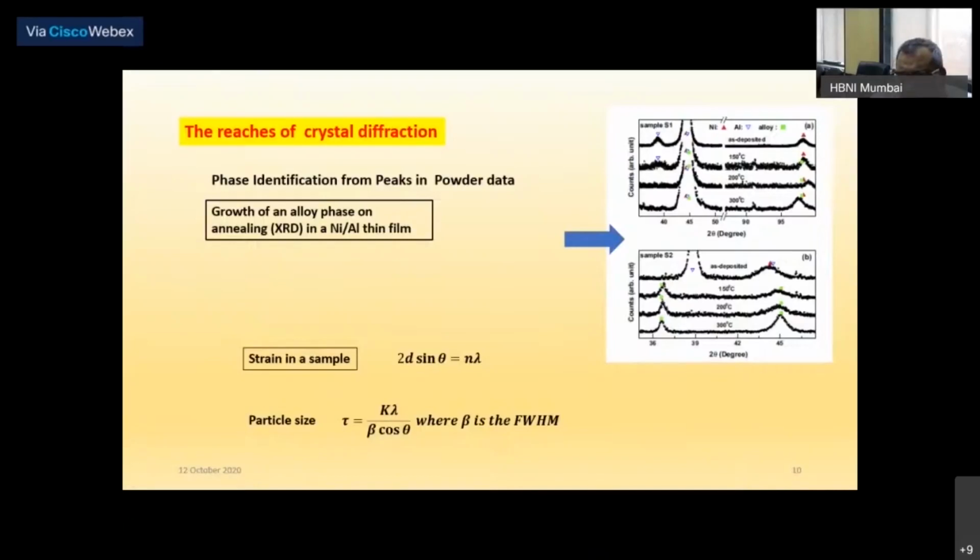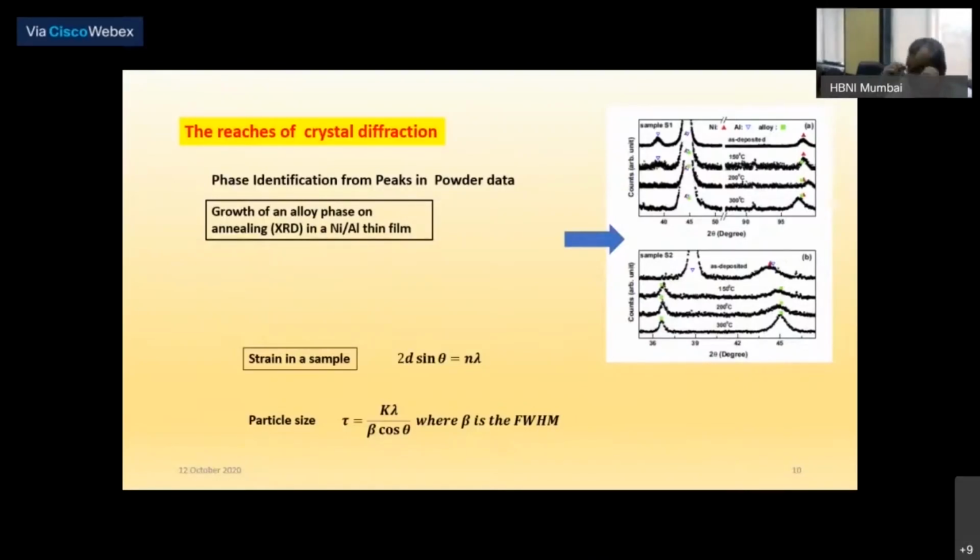An example, apart from thermal parameters, is particle size. We know that the peak width, if it is a perfect crystal, should be a delta function, of course convoluted with the resolution of the instrument. But often, especially when some phase is growing, like in this case, we could see that the Ni3Al phase was growing in a nickel aluminum layer, and the average size of those grains one can evaluate from the width of this peak if we can take out the instrumental resolution.